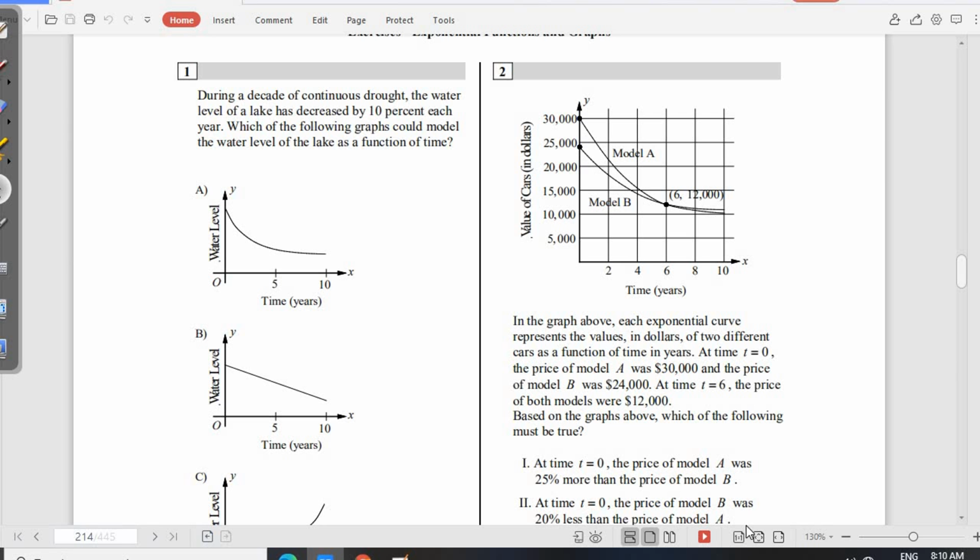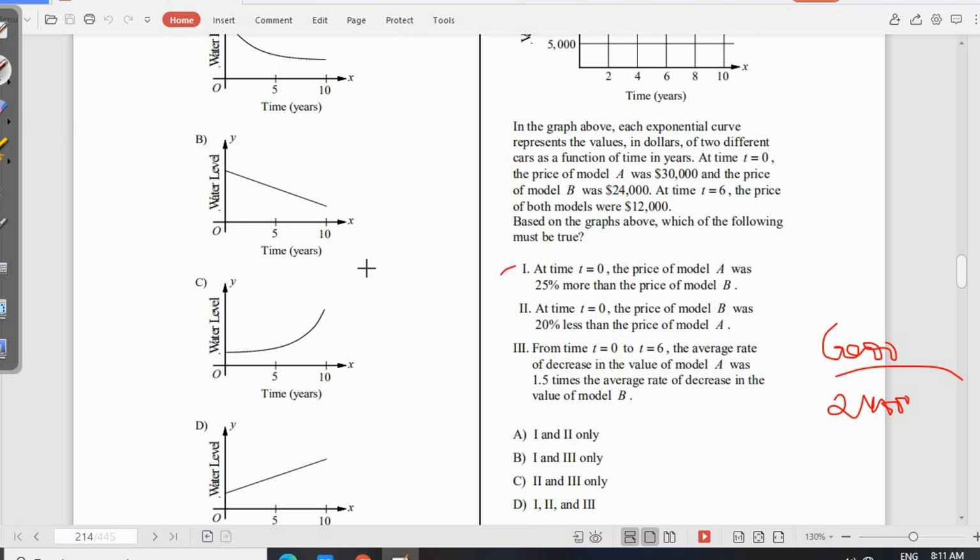So they met at t equal to 6. The first one says that at time t equal to 0, the price of model A was 25% more than the price of model B. Let us check if that is correct. So we have 24,000 and 30,000. The difference between 30,000 and 24,000 is 6,000, and you divide that by 24,000. That gives you about 1 over 4, and 1 over 4 is 25%. So I is correct.